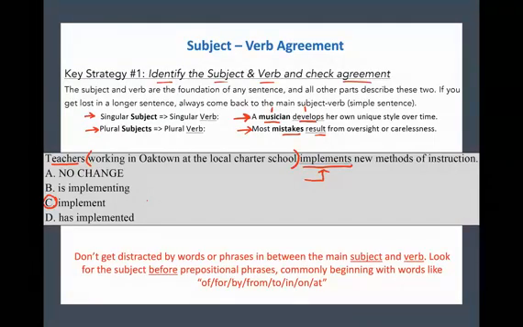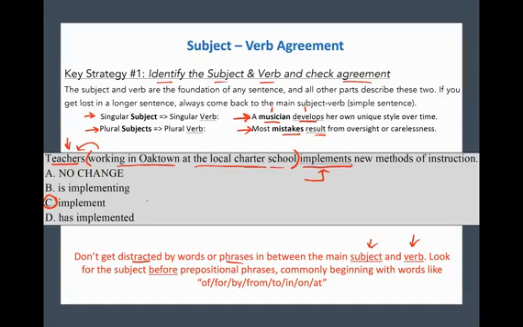So this whole phrase, working in Oaktown and at the local charter school, it's all a phrase just describing which teachers I'm talking about. So none of that is the subject. And don't get fooled if you see nouns like Oaktown or local charter school. None of those are the subject. It has to be this word before the phrase. So don't get distracted by words and phrases in between the subject and verb. These are the main parts I want.